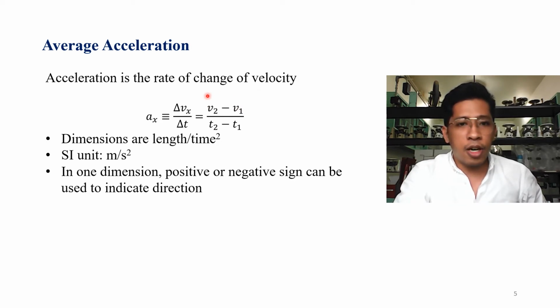The dimensions are length over time squared, so the SI unit for acceleration is meters per second squared. In one dimension, let's say for example motion along the x, your acceleration can be positive or negative, and the positive or negative sign can be used to indicate the direction. For example, if you have positive acceleration, you can say that it is along the positive x. If you have a negative acceleration, it is in your negative x direction.